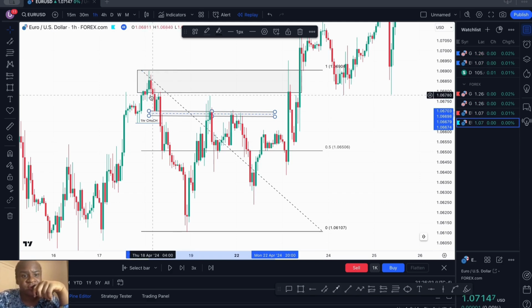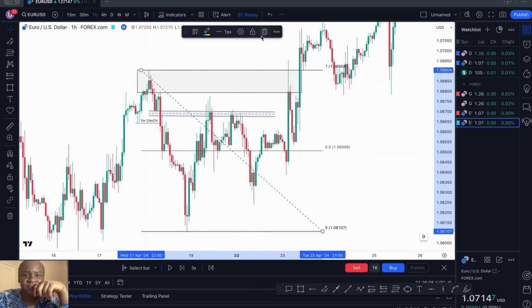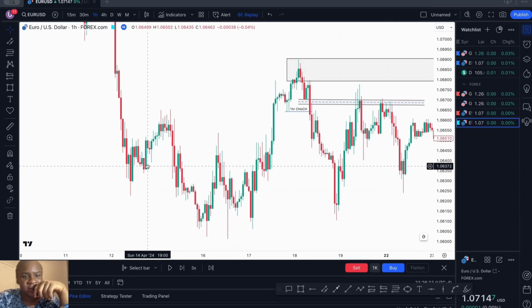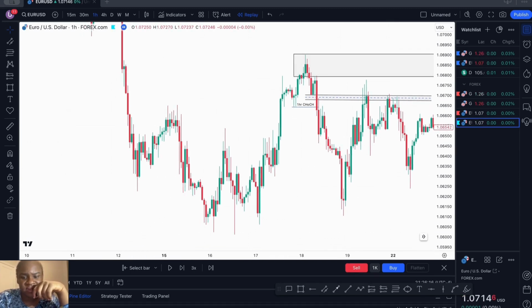This is very straightforward. You can see that it came in here, took in the fair value gap, and market reacted down here. Let me go around and show you amazing scenarios here.